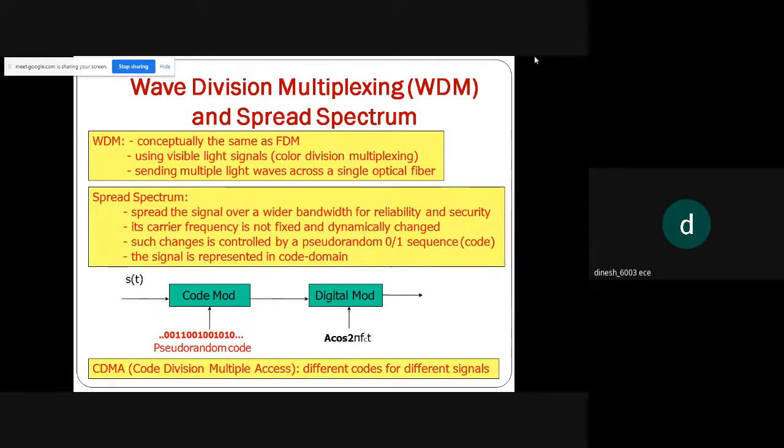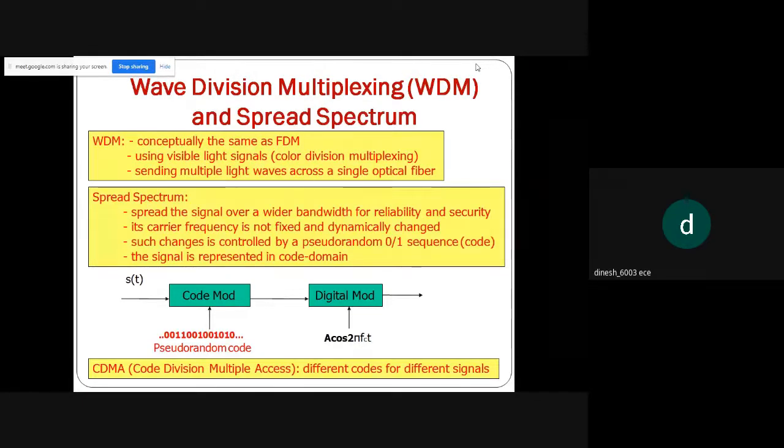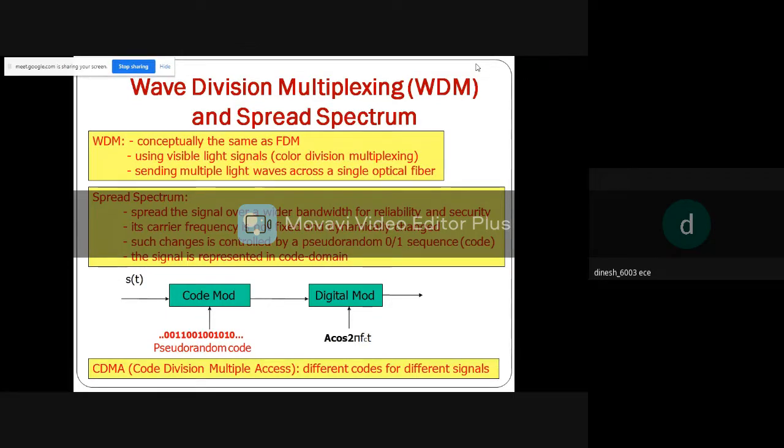Next is an important topic, wavelength division multiplexing. This wavelength division multiplexing you would have studied in your optical communication, where unit number 5 dealt with the WDM concept, how it is being done, which uses the concept of FDM, frequency division multiplexing, sending multiple light waves across a single optical fiber.